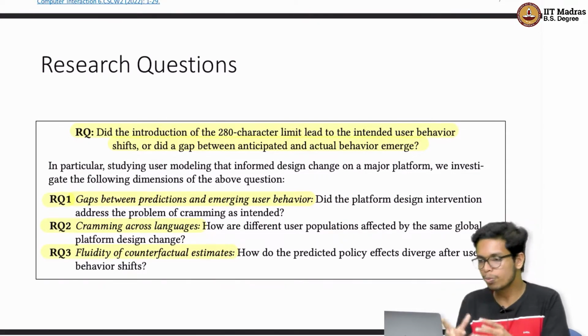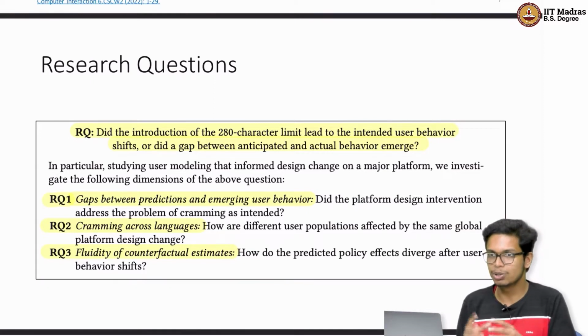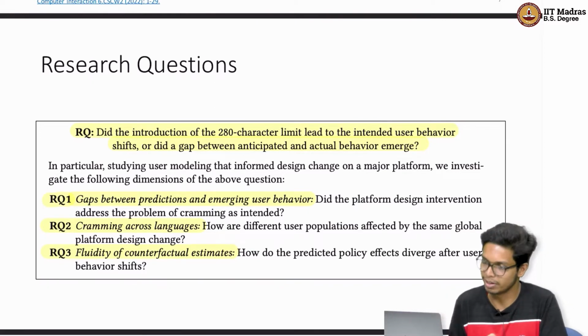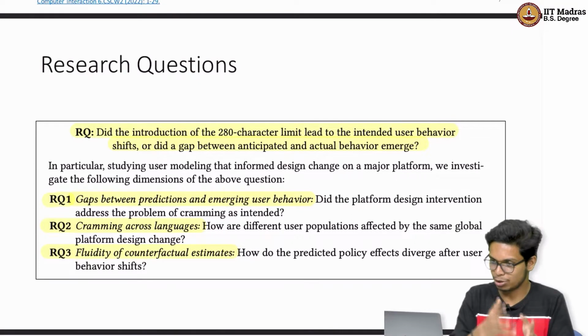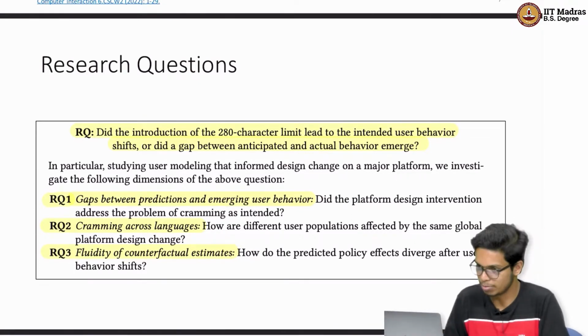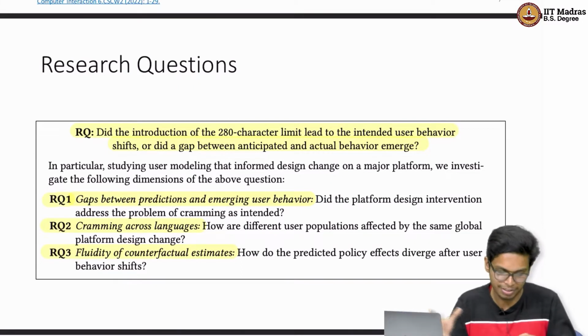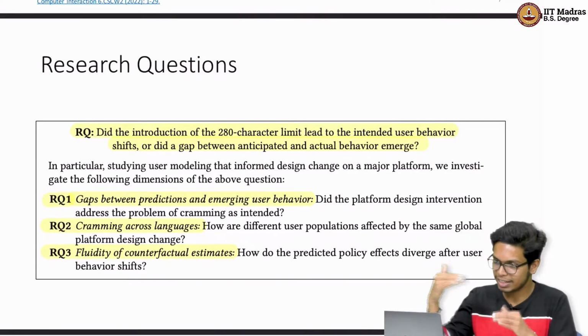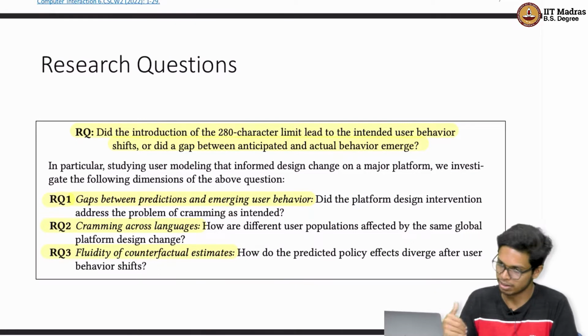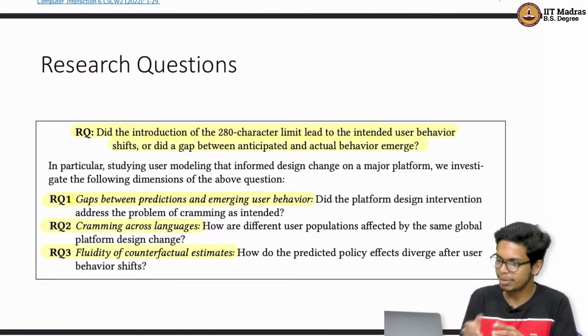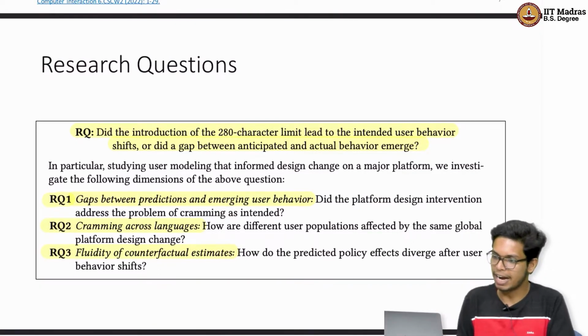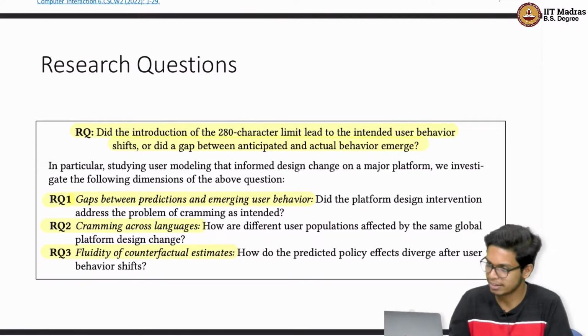And Twitter's hope in this platform specific design change was that users will not need to cram a lot of content anymore, because again, as I showed in the last slide, cramming content led to a lot of users not even tweeting about stuff. Coming to specifics, they had 3 sub research questions, RQ1, 2 and 3. One is the gaps between predictions made by Twitter and emerging user behavior, how users are actually behaving once the change was done, and by change I mean the expanding the character limit.